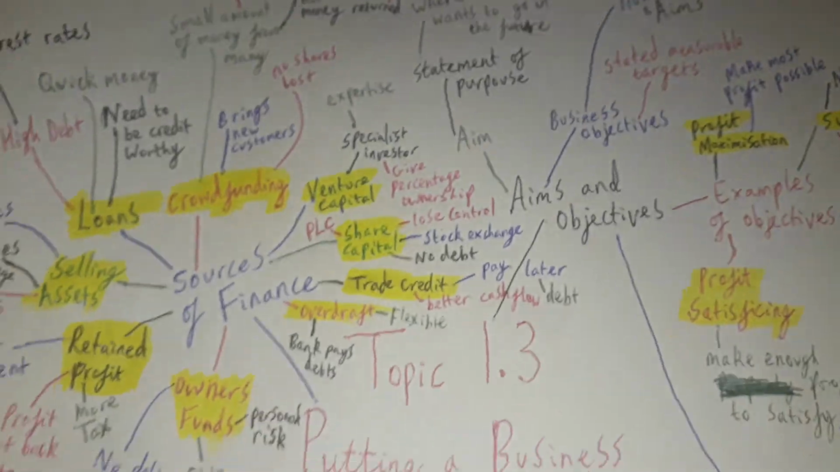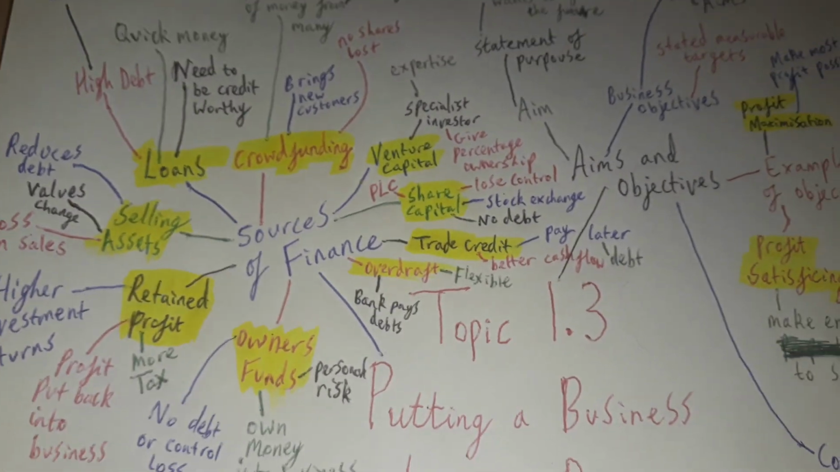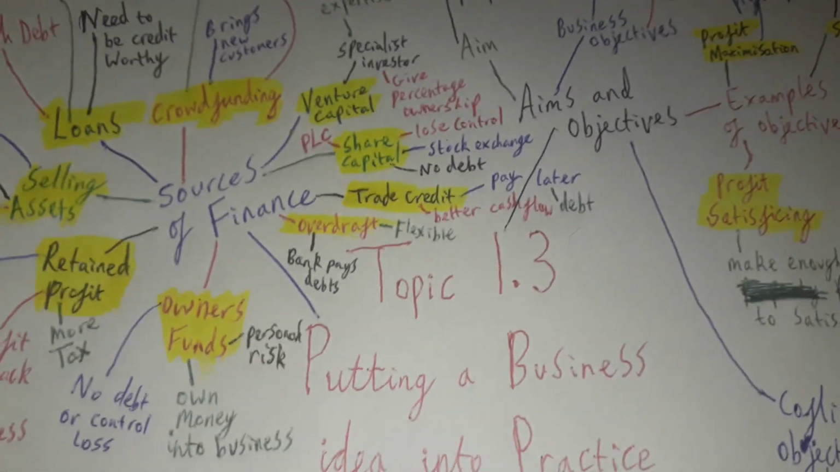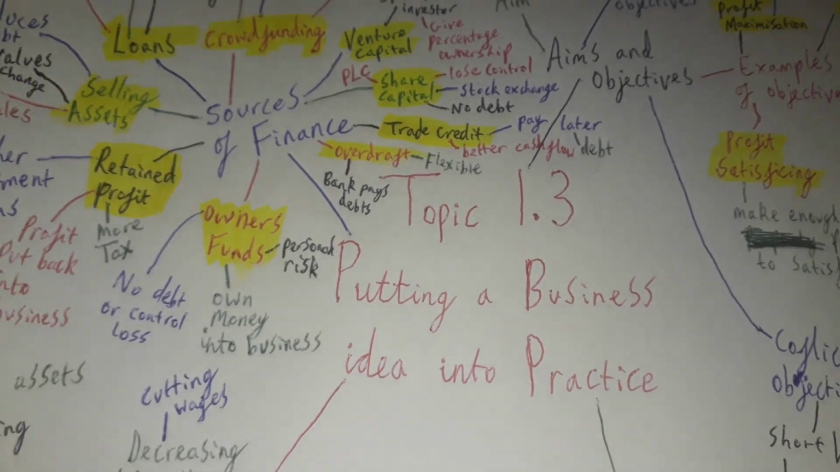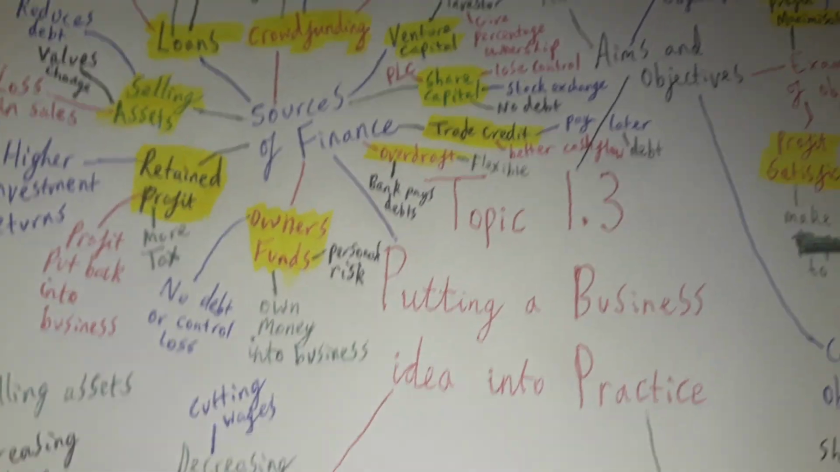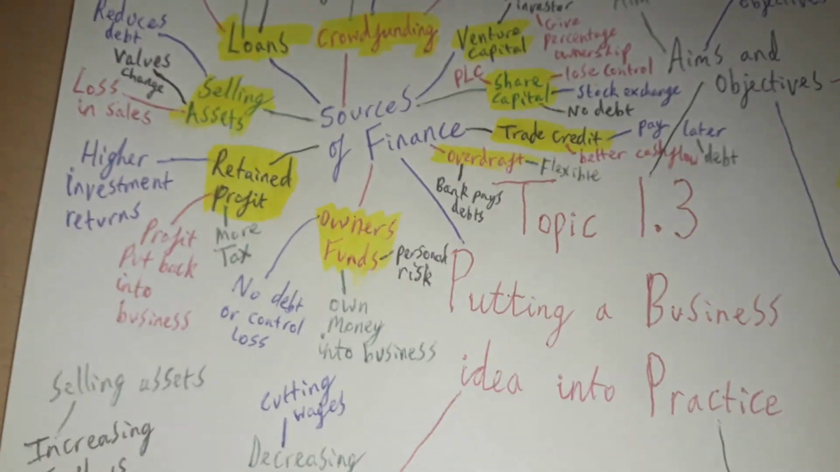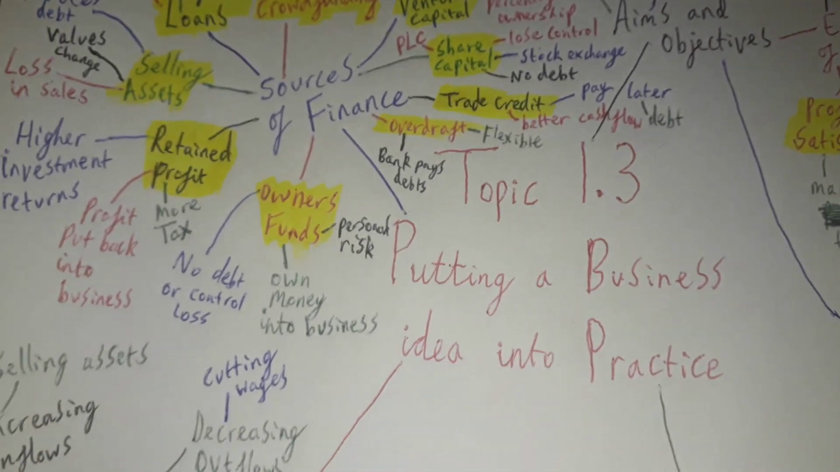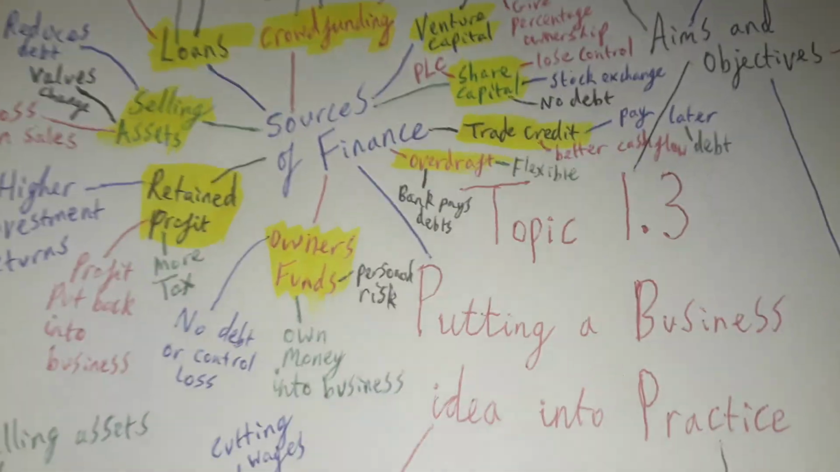So let's move on to our final topic, sources of finance. This is very important. It's how you're generating the money to start your business and to keep your business running. The business can't always sustain itself, and definitely in the start it needs a lot of money going into it.